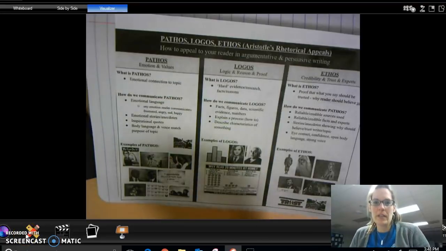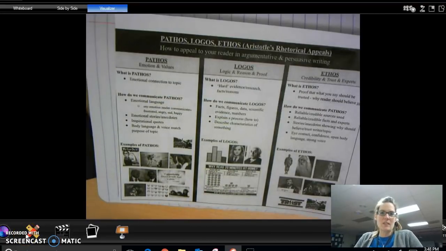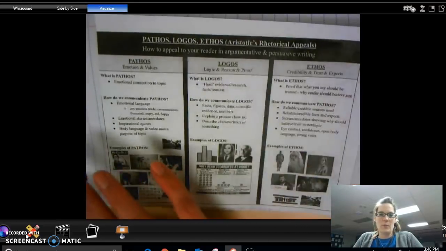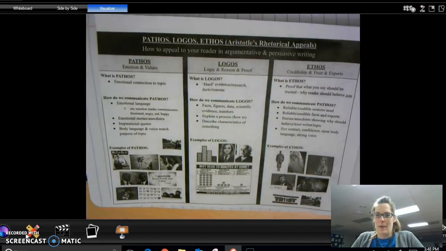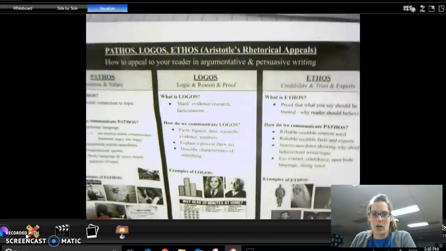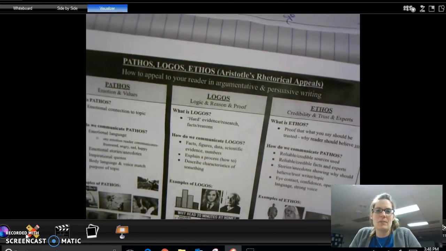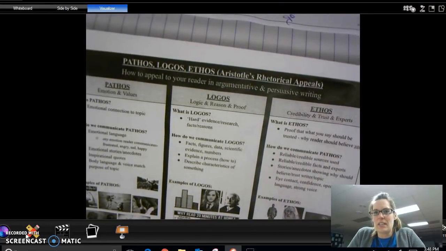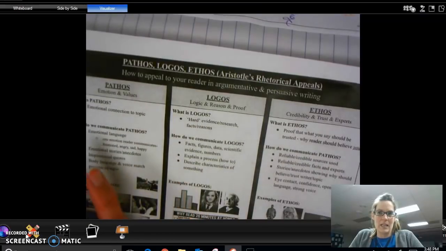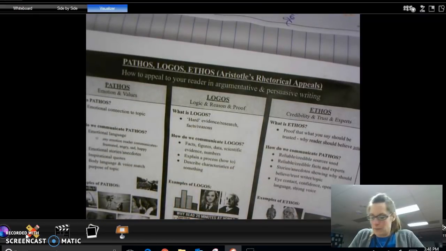Kids, over the next two classes, we are going to introduce you to this idea of ethos, pathos, and logos. I may be saying those slightly incorrectly, but here is what these are. These are the fancy terms that you will start using, especially in high school, regarding the parts that make an argument or a persuasive piece of writing something to be believed.